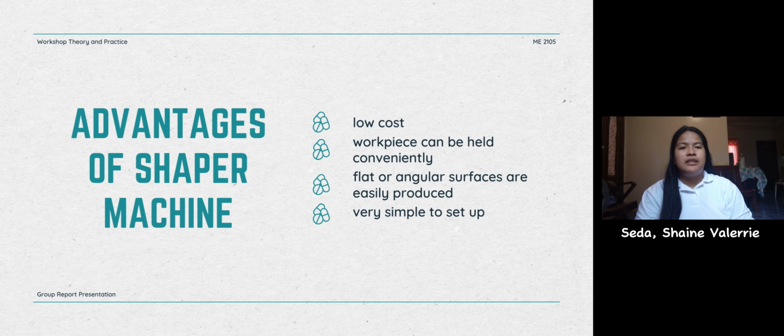Following are the advantages of shaper machine. The cost of the shaper machine's single point cutting tool is low. In this machine, the workpiece can be held conveniently. Using a shaper machine, flat or angular surfaces are easily produced. The shaper is very simple to set up, and switching out the tools is also simple.